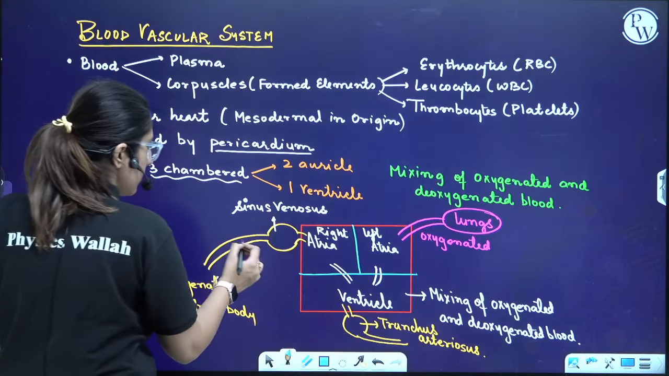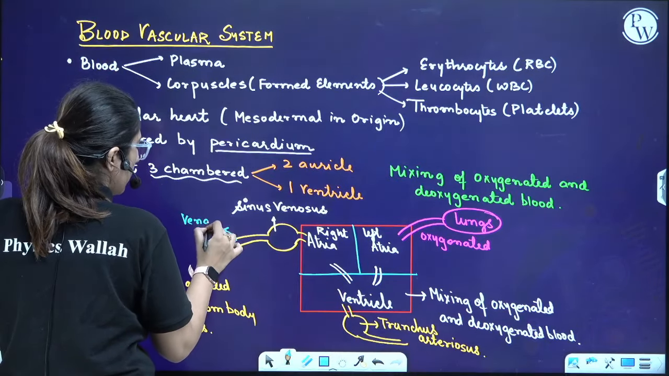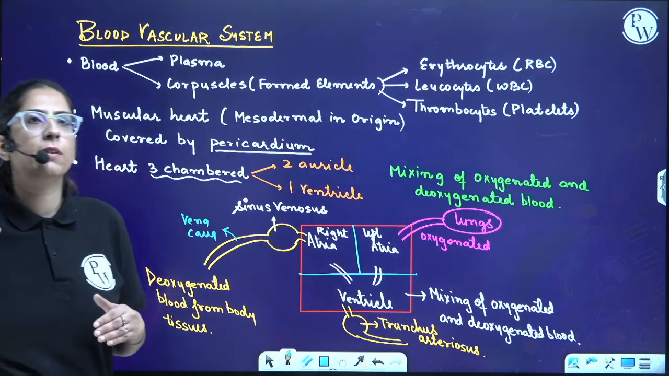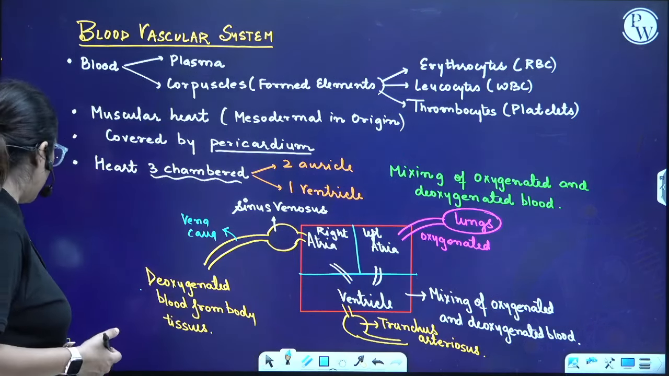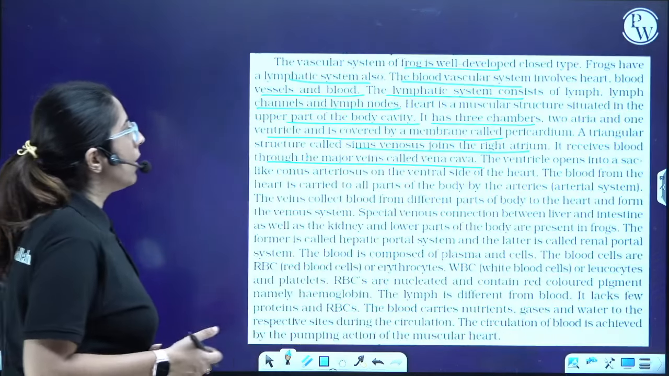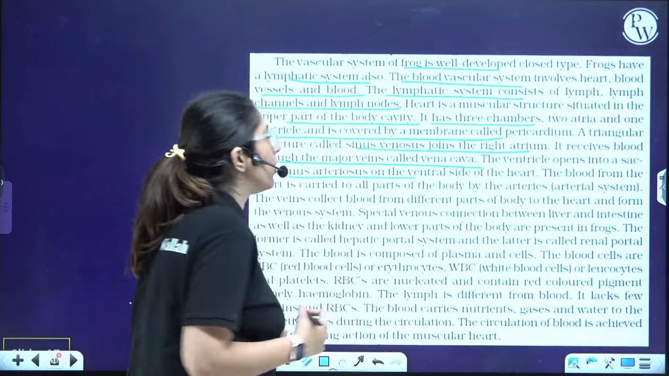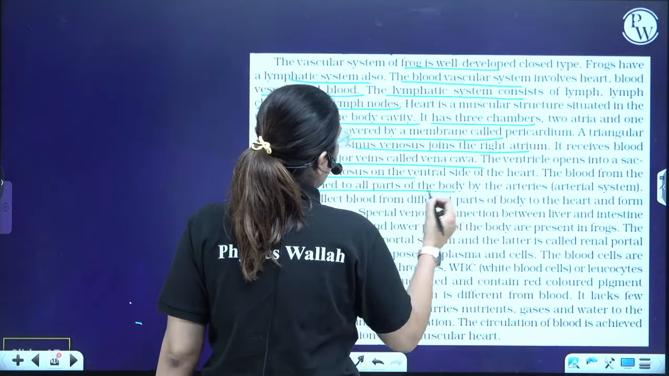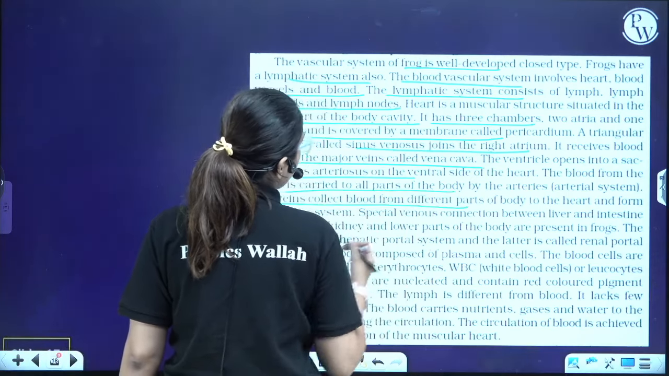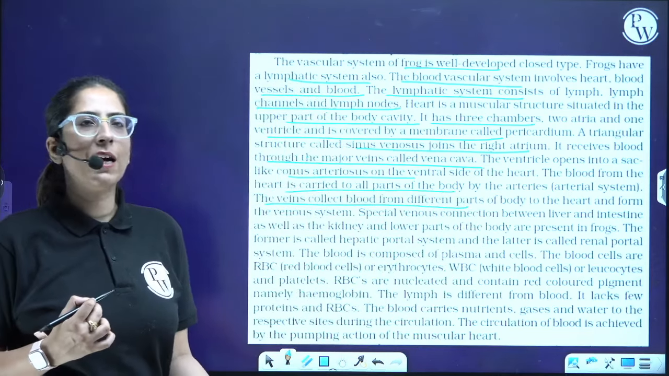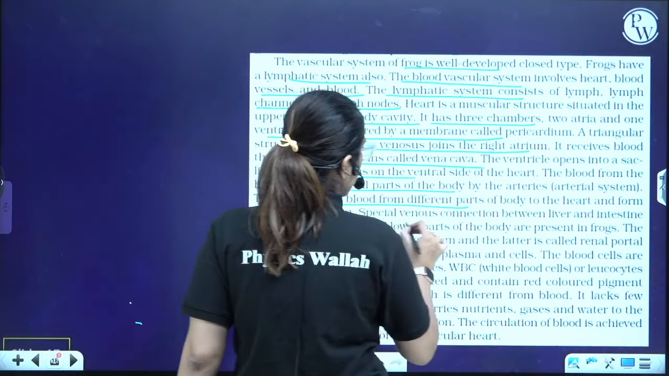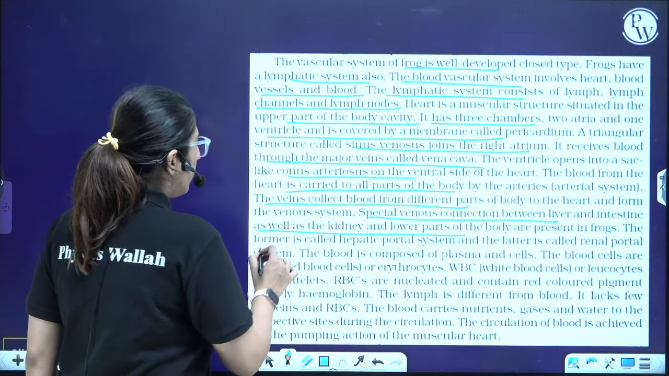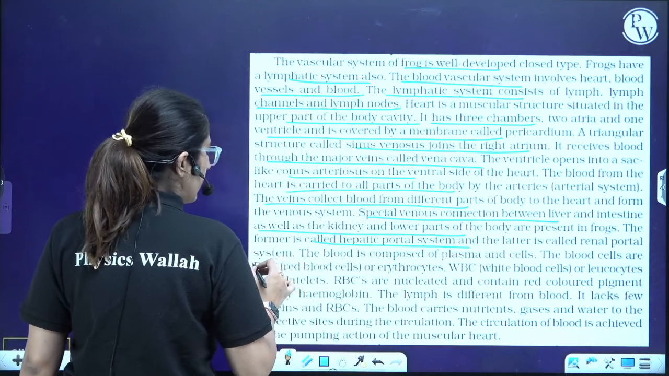What's the name of this? This is the vena cava. We have the superior vena cava, which carries the blood from the upper body part, and the inferior vena cava, which carries the deoxygenated blood from the lower body part. The ventricle opens into a sac, the conus arteriosus or the truncus arteriosus. Both names are the same. The blood from the heart is carried to all parts of the body by the arteries. The veins collect blood from the different parts of the body to the heart. There is an arterial system and a venous system like that of us. Special venous connections occur between the liver and intestine, and the kidney and the lower part of the body, in the frog. The former is called the hepatic portal system, the second is the renal portal system.